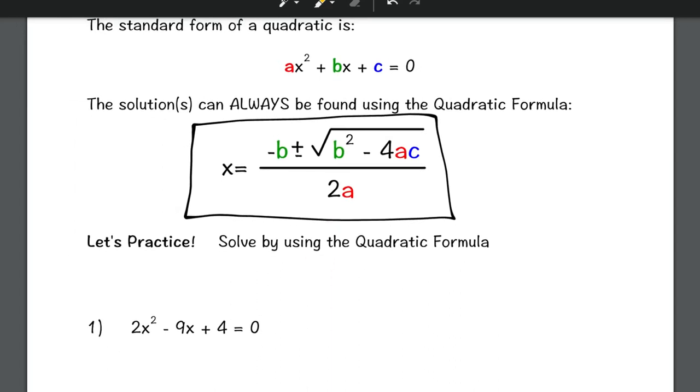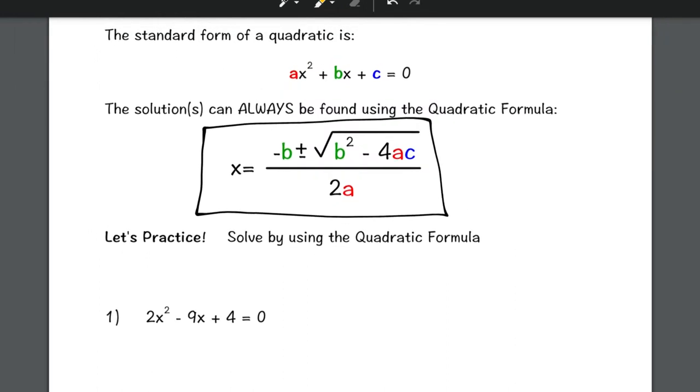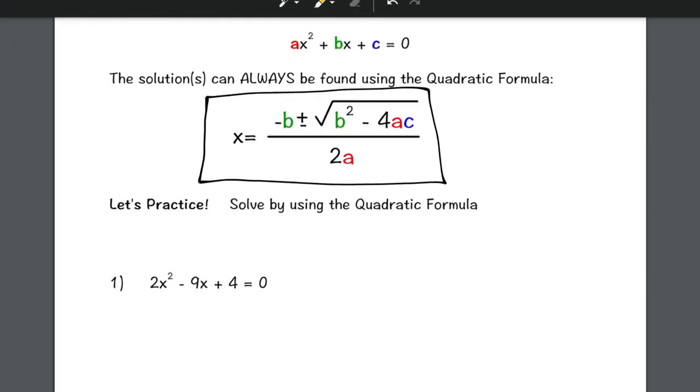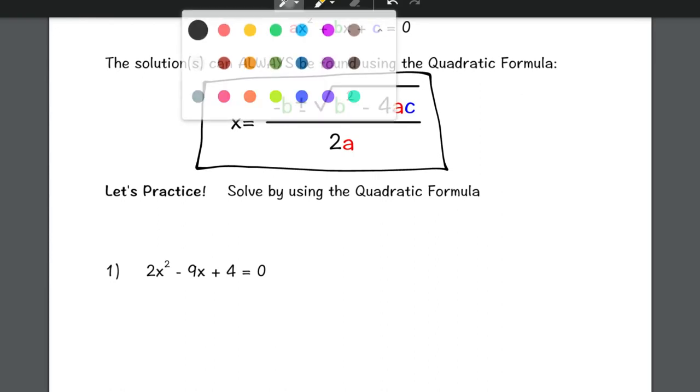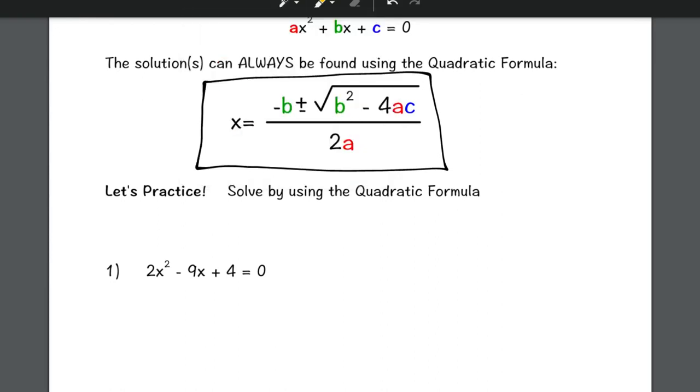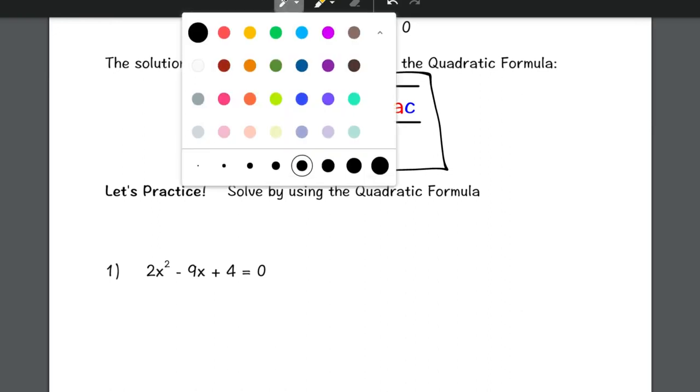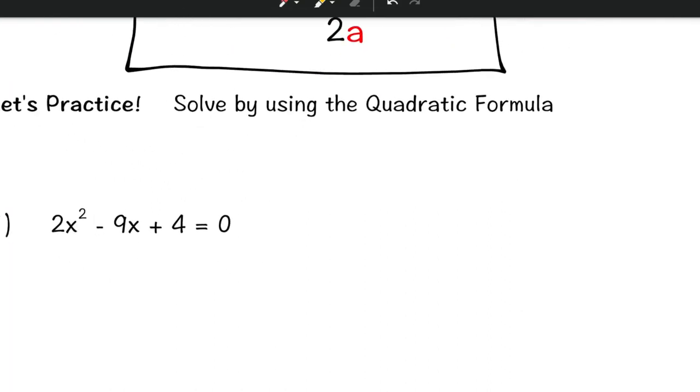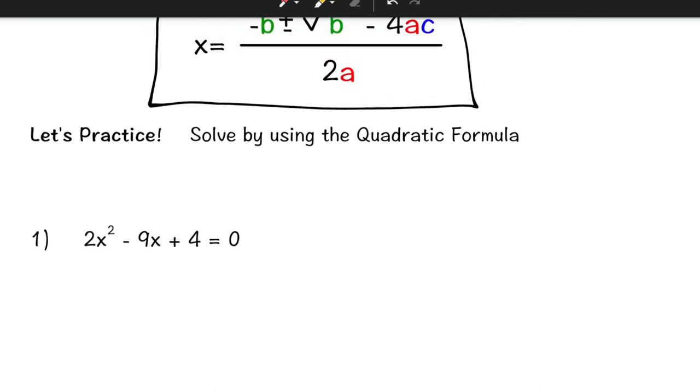So, all right, we've got the quadratic formula, and you'll notice the first thing that looks a little different to you is that plus or minus, and that's okay. We're going to talk about that in a little bit. But with this formula, we can use it for any quadratic, and so we will do an example right here, number 1, together.